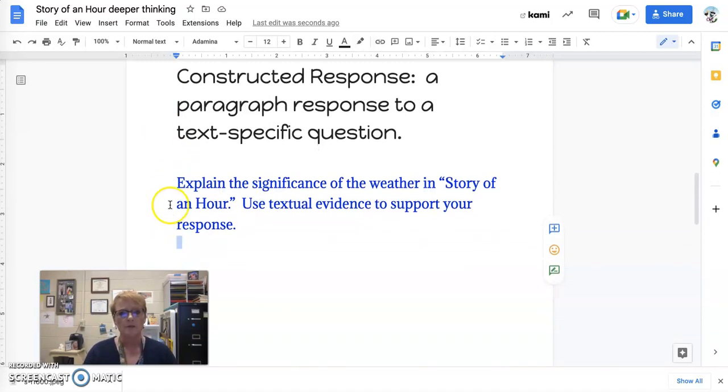This is an example of a constructed response, and one that I'll be answering for you today to show you how it's done. Explain the significance of the weather in Story of an Hour. Use textual evidence to support your response. Notice that this question specifically asks you to reference Story of an Hour.